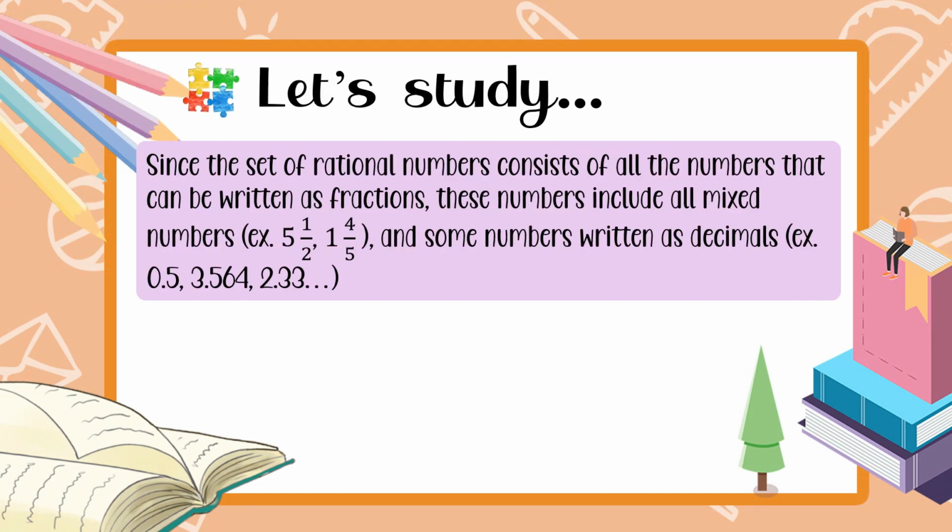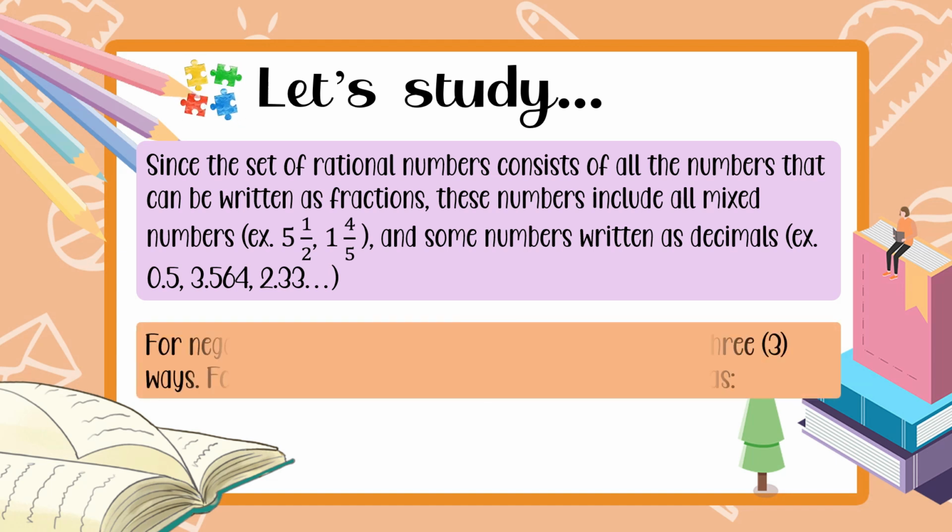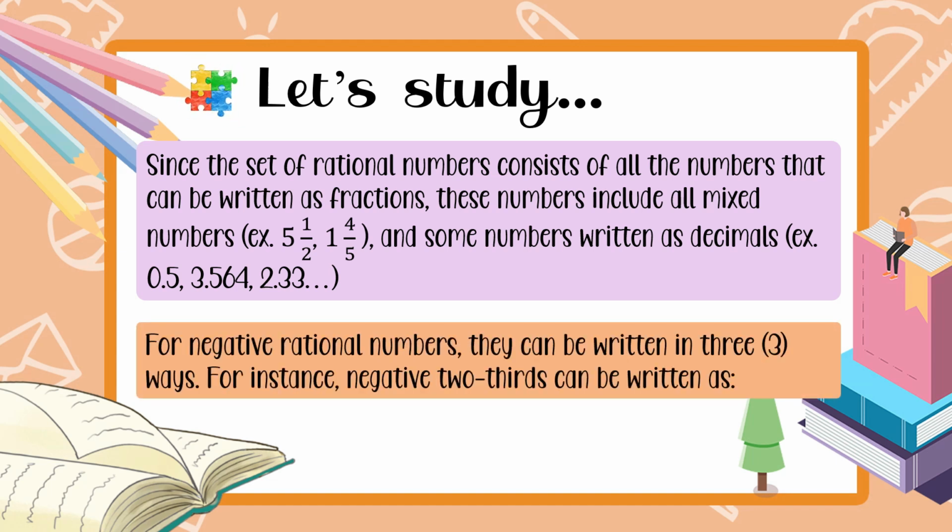Since the set of rational numbers consists of all the numbers that can be written as fractions, these numbers include all mixed numbers, or ito yung mga numbers na may fraction at may whole number, like 5 and 1/2 and 1 and 4/5, and some numbers written as decimals. We have examples here: 0.5, 3.564, 2.333.